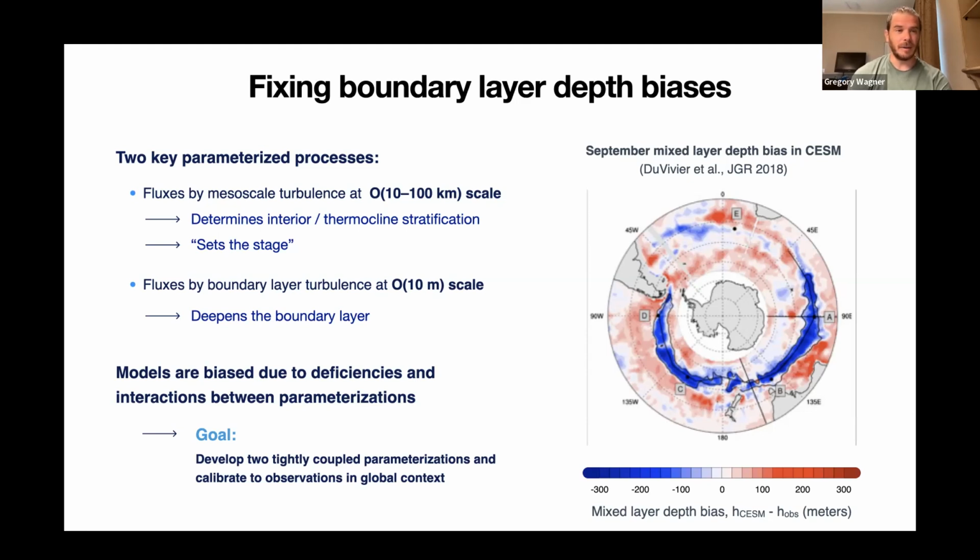But the problem is that this bias is due potentially to biases in both parameterizations or models for boundary layer turbulence and mesoscale turbulence. The parameterization for mesoscale turbulence is going to determine the interior stratification beneath the boundary layer and sets the stage for boundary layer mixing. But it's boundary layer turbulence that ultimately deepens the boundary layer. So in a typical ocean model, we have parameterizations that represent both processes, but these processes are interacting to create the biases that we see that are common to so many models. So part of the challenge of calibrating a global ocean model is not just calibrating these parameterizations individually, but calibrating them jointly, potentially in some kind of integrated context, and potentially also coupled together.